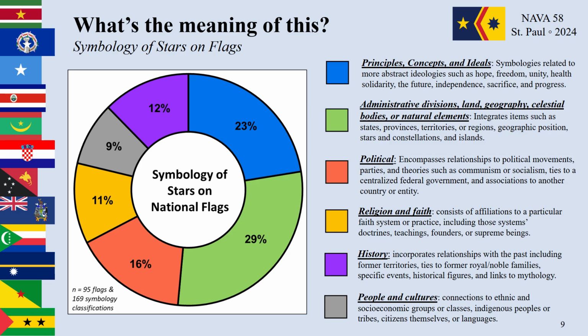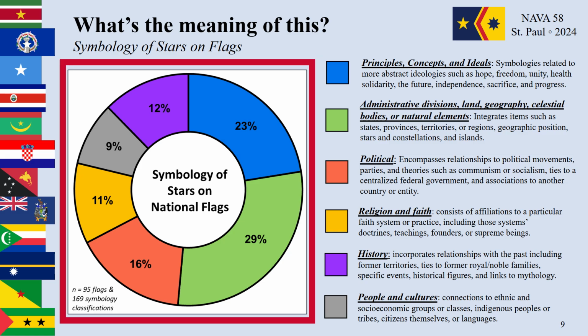You have stars that are related to politics. That would be political relationships or a political movement such as communism, or ties to a centralized federal government. Religion and faith, that one's pretty self-explanatory. That would be for faith or faith-based systems. Flags or stars representing history. That would be historical events or past famous people. And then lastly, for people and culture, that would be a connection to ethnic or socioeconomic groups, or often languages.